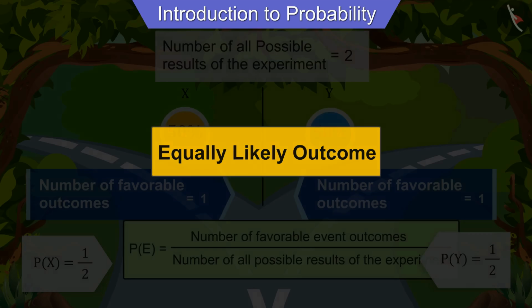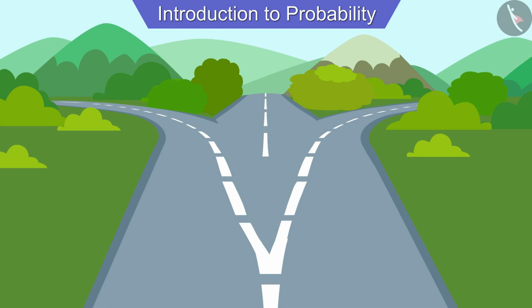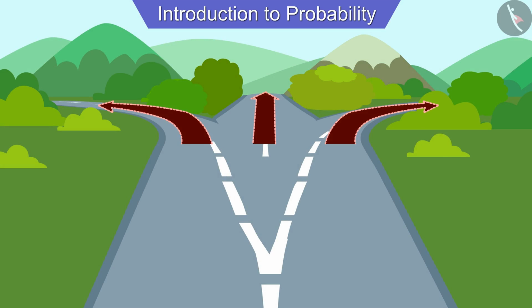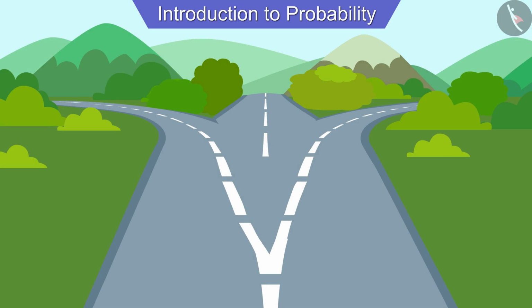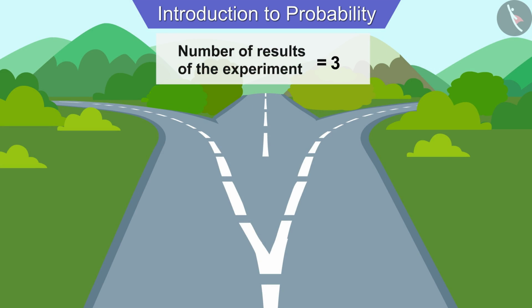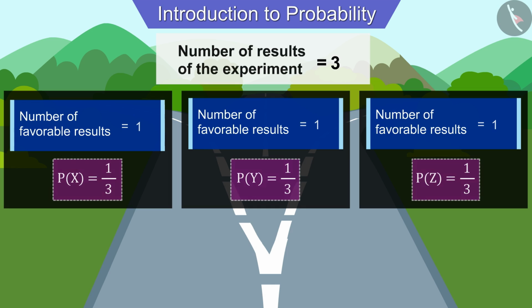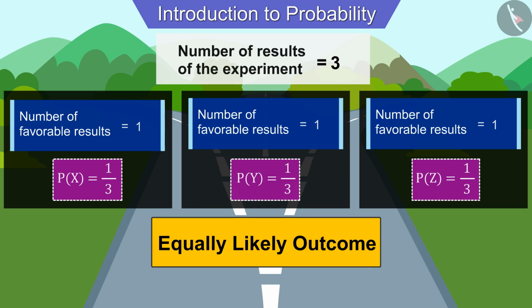If we had 3 roads here instead of 2, can you tell us the probability for them? When there are 3 roads, the total number of possible outcomes becomes 3. And as before, the number of favorable results for each road will be 1. Therefore, the probability of each being correct for the 3 roads will be 1/3. Because this time also, the probability is the same for all the 3 roads, we can also call them equally likely outcomes.